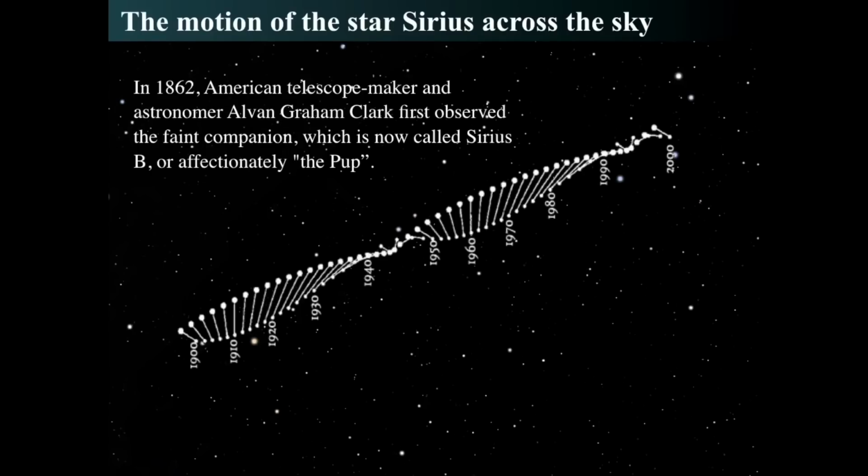In 1862, Alvan Graham Clark then observed the faint companion, which he called the pup, which is very cute, because it's Sirius B. Sirius B means the second star in a multi-stellar system. If it's a double star, we always start with the primary star, which we call A, and the second star we call B. To distinguish it from planetary systems, we use a capital B instead. But the dim binary companion to Sirius in the sky is called the pup, and it is Sirius B.